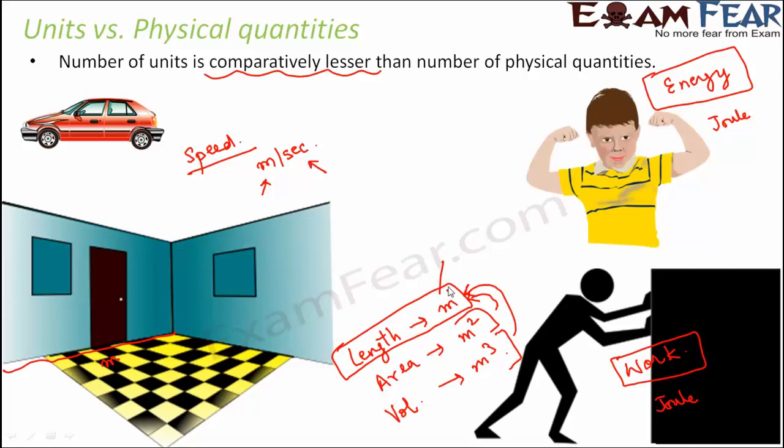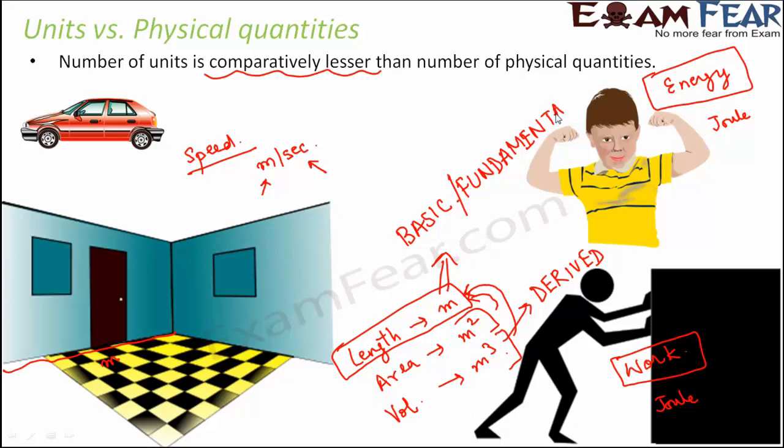So these types of units, the unique units, are called basic units, whereas the units which are derived from the basic units are called the derived units. Basic units, you can also call them fundamental units. Now the number of basic or fundamental units is very small. Around 7 fundamental units exist. All other units are derived from these fundamental units.